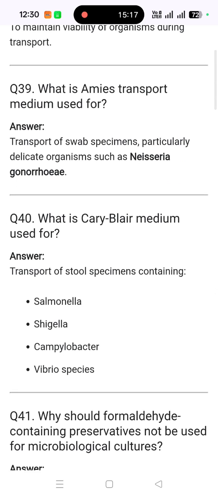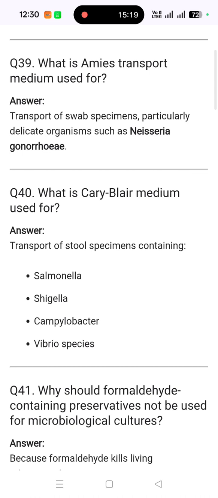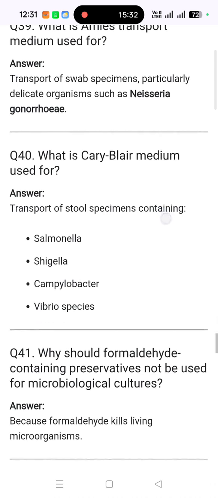What is Amies transport medium used for? Transport of swab specimens, particularly delicate organisms such as Neisseria gonorrhoeae. So, for Neisseria gonorrhoeae, we use this Amies transport medium.